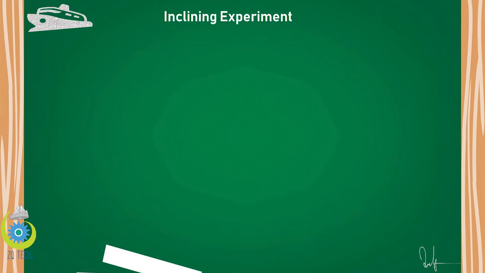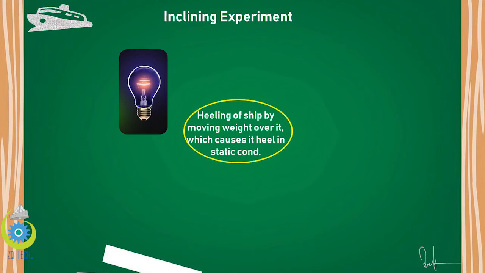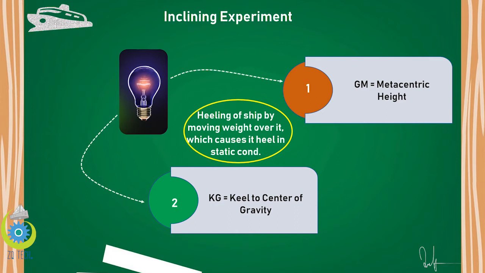Before starting the video, I will briefly explain the fundamental concepts of the inclining experiment. Which concept comes to your mind when you hear the word inclining experiment? You are thinking of inclining as bending or tilt. Yes, you are right. So let's move forward to the definition of the inclining experiment. This experiment is about the bending or heeling caused by moving a weight over the ship's body when the ship is static. Consequently, it gives us the metacentric height and KG, the keel to center of gravity distance. Both are interlinked.